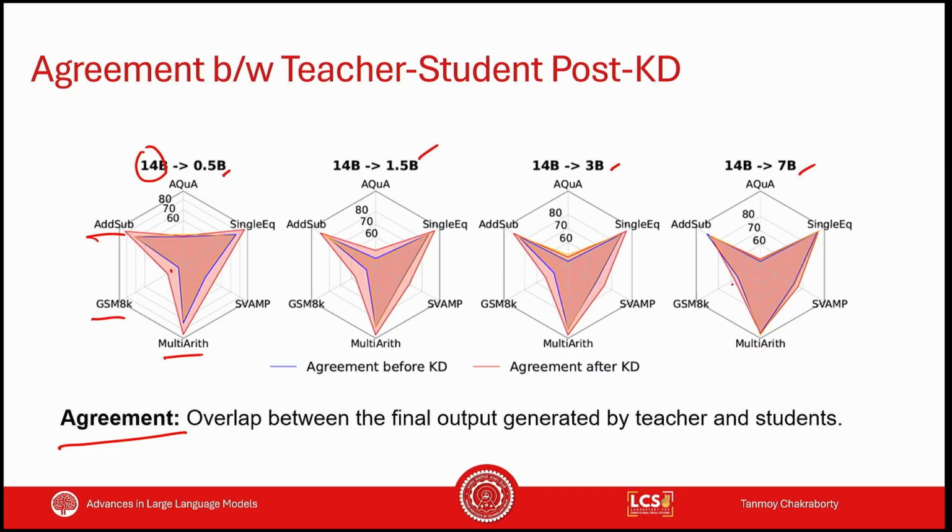If you look at the gap between blue and red here and blue and red here, this is more prominent, right? What does it mean? It means that if the size difference between the teacher and student is larger, then you see more gain compared to this, which is intuitive. It is saying that if your student model is really small, KD always benefits.